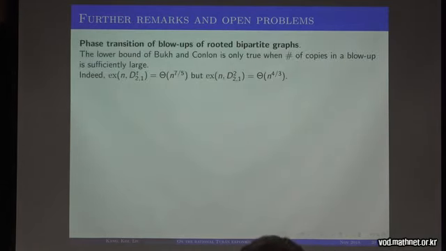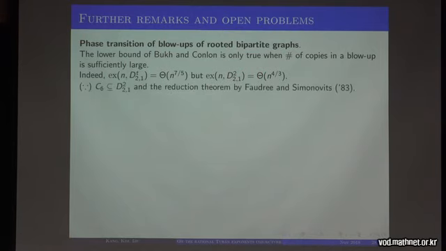And our third remark is about some phase transition of blow-ups of rooted bipartite graphs. The lower bound of Bukh and Conlon is only true when the number of copies in a blow-up is very large. For example, when you consider D21, then when T is sufficiently large, this bound holds. But when T is very small, for example 2, then we obtain a significantly lower bound.